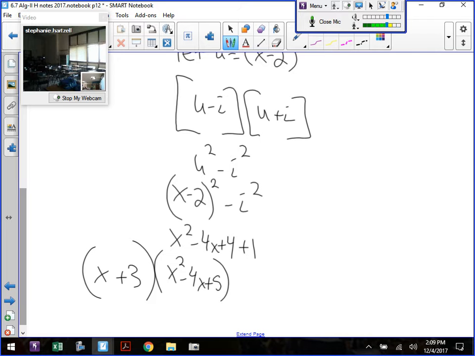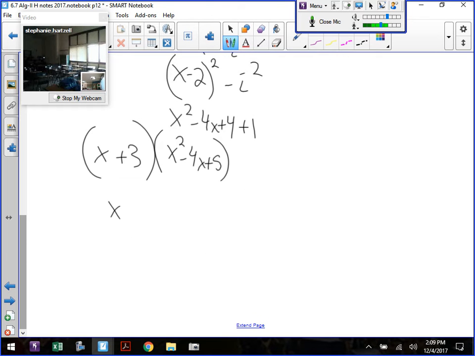The reason I wrote u squared minus i squared is because the bracket parts there, if you FOIL it out, it's a difference of squares. Okay, that's where that came from. And then I just FOILed it. X minus 2 quantity squared is x squared minus 4x plus 4. Minus i squared is plus 1. Rewrite it. And now all I have left to do is distribute that out. And with any luck, you get x cubed minus 4x squared plus 5x plus 3x squared minus 12x plus 15.